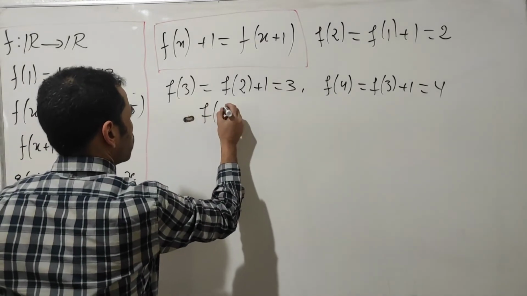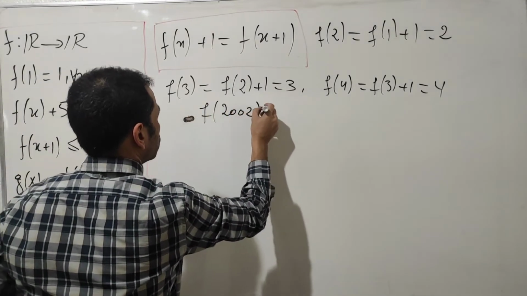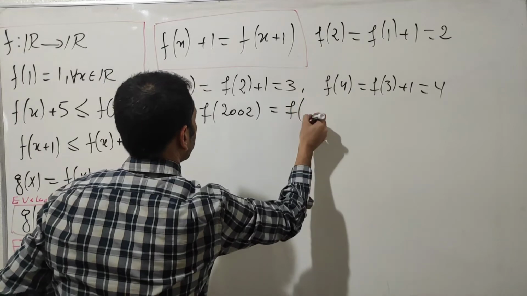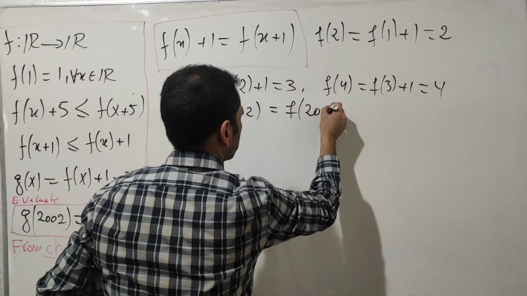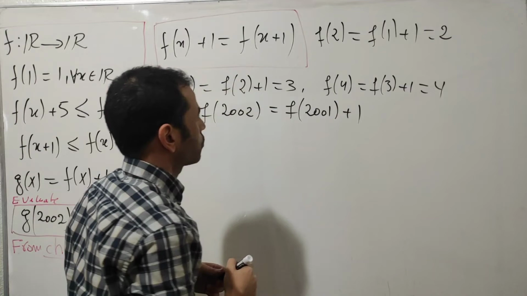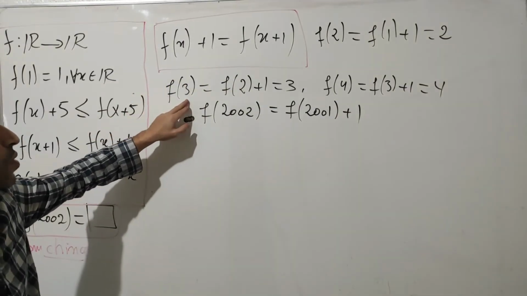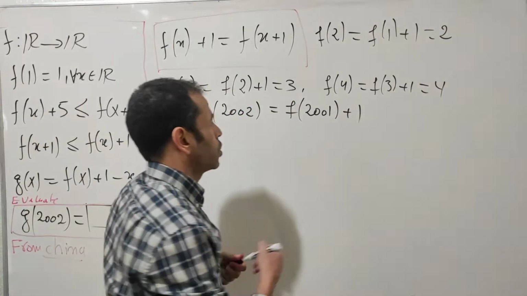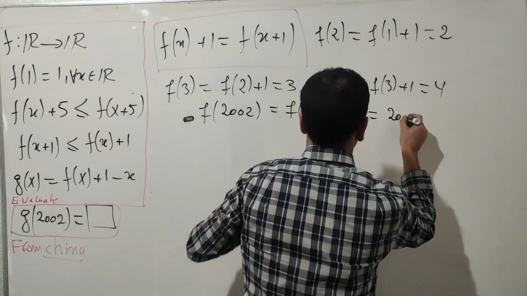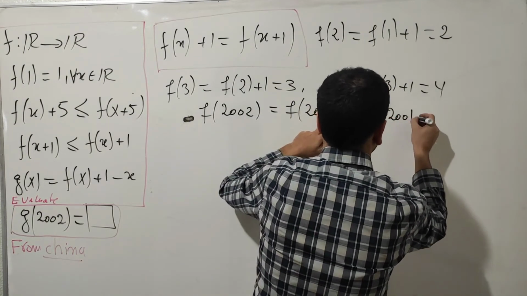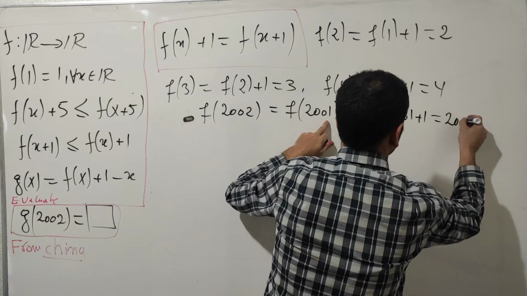So we get f of 2002, which equals f of 2001 plus 1. Since the pre-image of the same number is going to give us the same number, this immediately gives us f of 2001, which equals 2001 plus 1, which equals 2002.